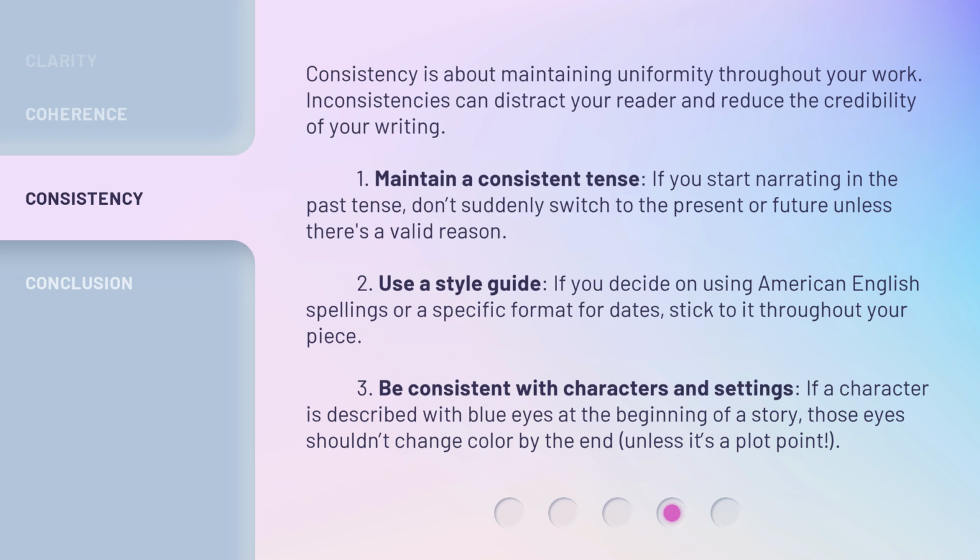If you decide on using American English spellings or a specific format for dates, stick to it throughout your piece. 3. Be consistent with characters and settings. If a character is described with blue eyes at the beginning of a story, those eyes shouldn't change color by the end, unless it's a plot point.